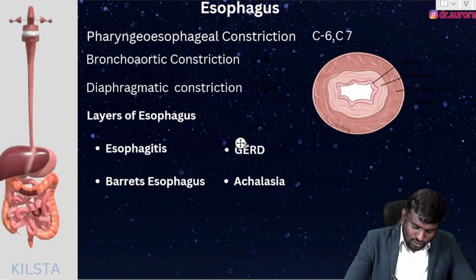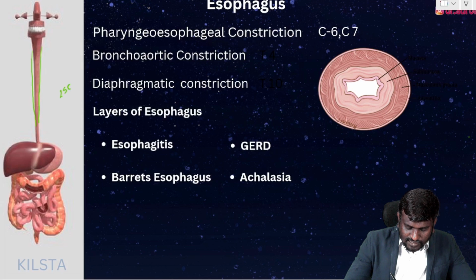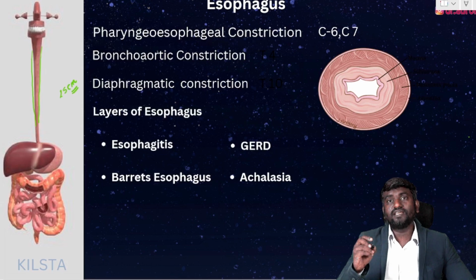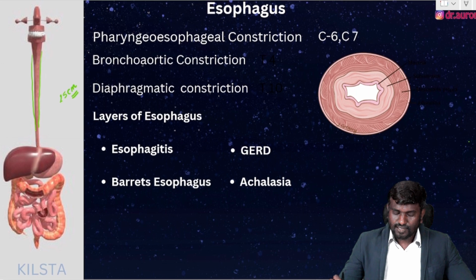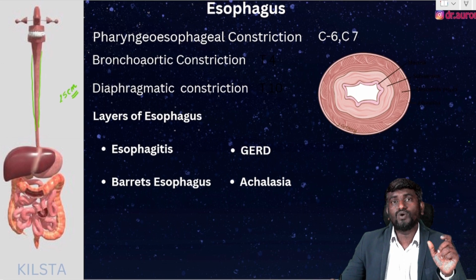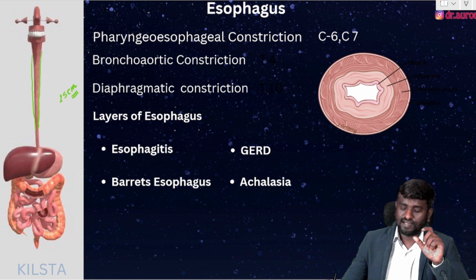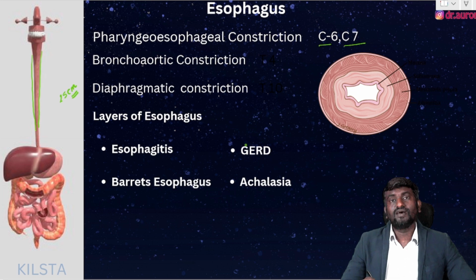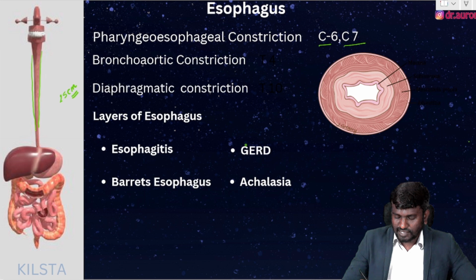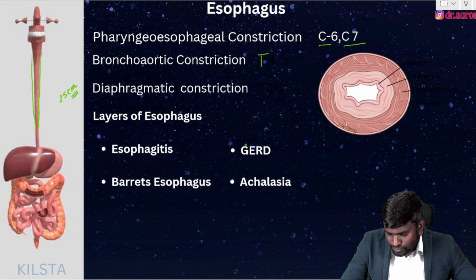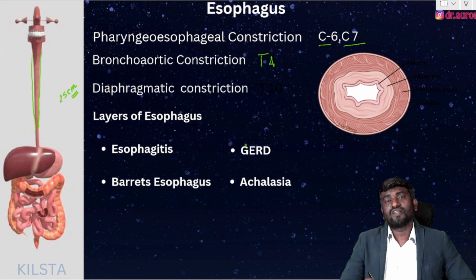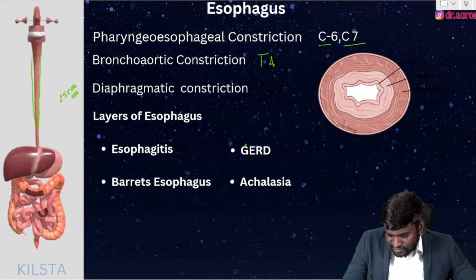Esophagus. This long structure right over here, this is esophagus. It is about 25 centimeter long. It is very important to study the three constrictions of esophagus. First is going to be pharyngoesophageal constriction at the level of C6 and C7. Bronchoaortic constriction at the level of T4. We have diaphragmatic constriction, which is going to be at the level of T10.